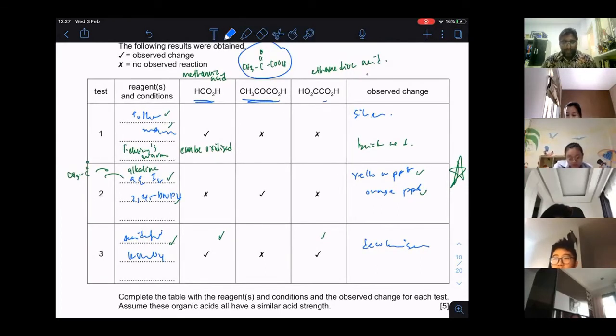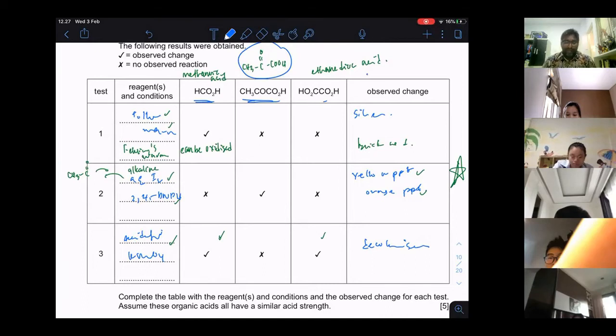They have given you some observation, so which one will be suitable? You can see methanoic acid has a positive reaction, the rest don't. Do remember the positive reaction is happening because methanoic acid is very, very easy to be oxidized. You can even oxidize it with any oxidizing agent.